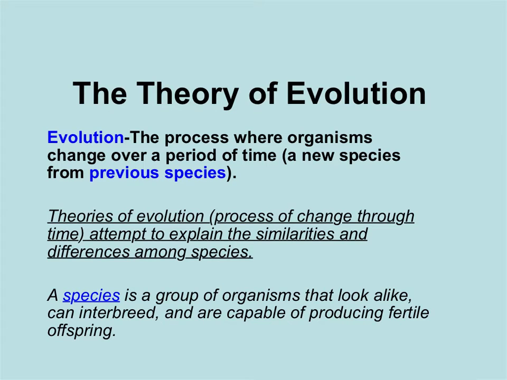So this section of notes is more talking about the theory of evolution. The basic definition of evolution is the process where organisms change over a period of time. Basically, change over time. It's going to be a specific species of organisms, and a lot of the times a new species will form from a previous species. This is called speciation, which we'll talk about more in depth in a bit.